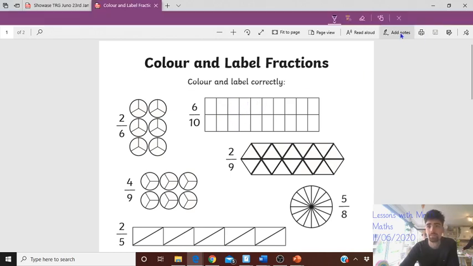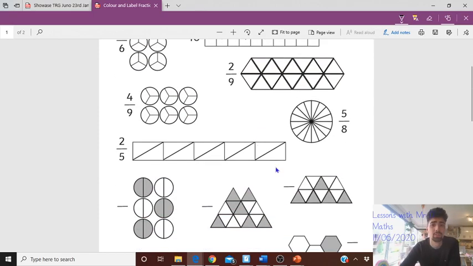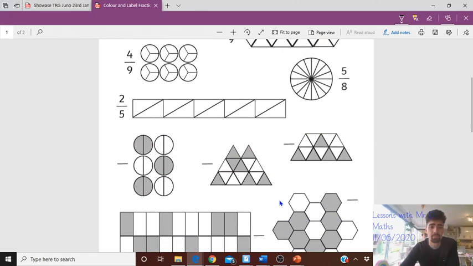I'll try and add notes in here. So that's going to be 1/10. That's going to be 2/10. That's going to be 3/10, 4/10, 5/10, 6/10, 7/10, 8/10, 9/10, 10/10. That's a bit of a challenge one there. People are wanting to have a challenge.